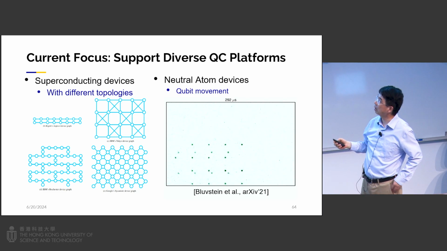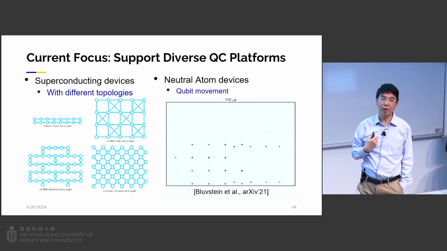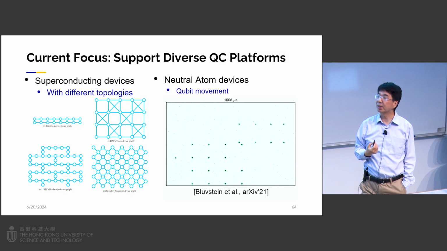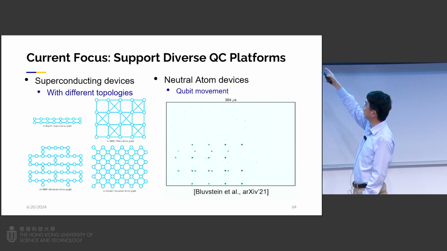Where I did not talk very much is that once we have an optimal compiler, we can do a lot of what-if analysis. For example, we can tell Google, you have this architecture.